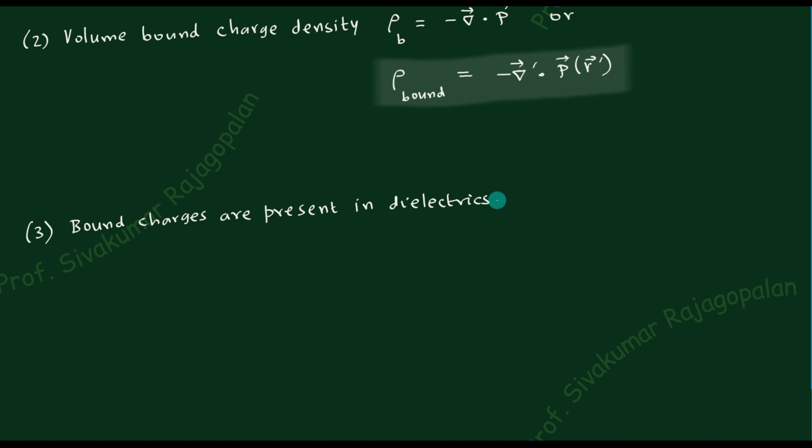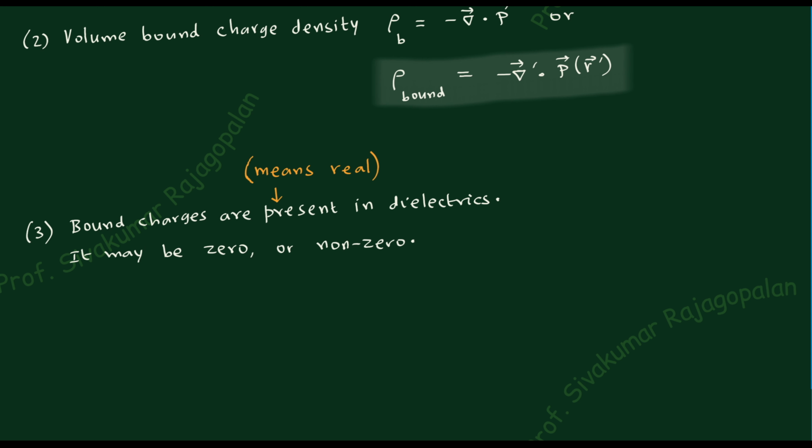It may be zero or may not be zero. That doesn't mean that it is always non-zero. The value could be zero also. So the point to be noted is that the bound charges are real. The point is that it can be zero or it cannot be zero depending on the nature of polarization.